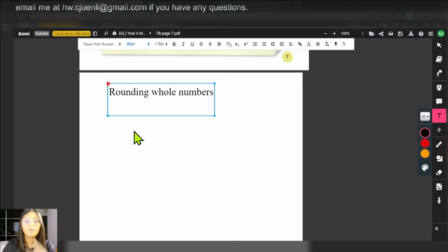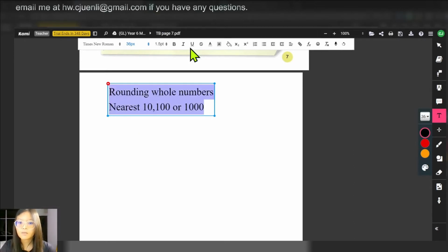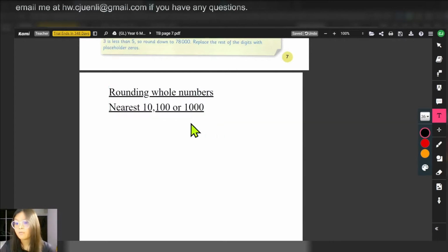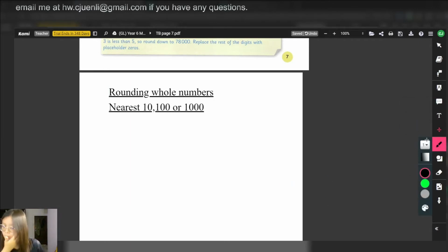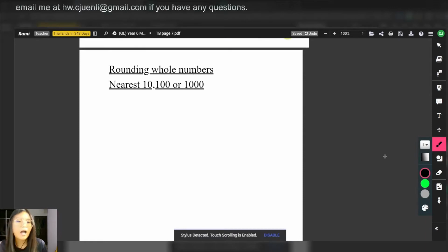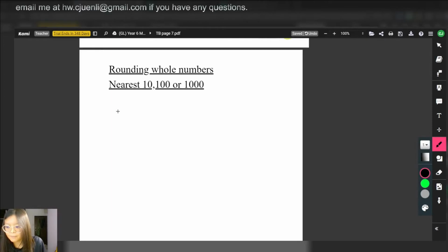All right, today we're going to look at the nearest 10, 100 or 1000 basically. But the moment you get to know how to round to the nearest 10, you'll definitely be able to do it for 100 and even thousands without any problems at all. So first thing first, before we even go through how to round numbers, some people think, what is rounding in the first place? So let us look at that one.